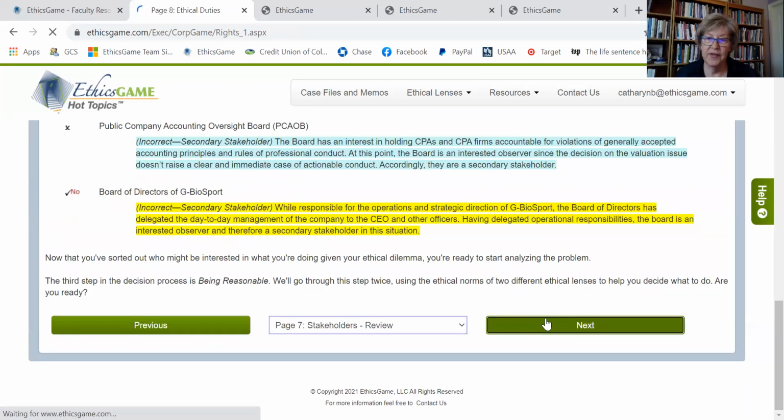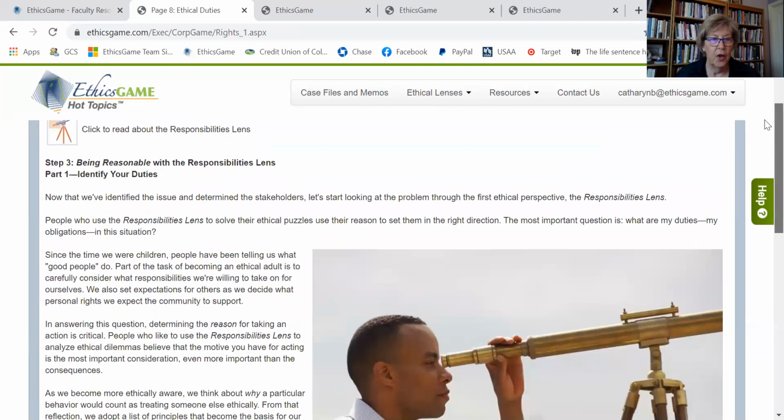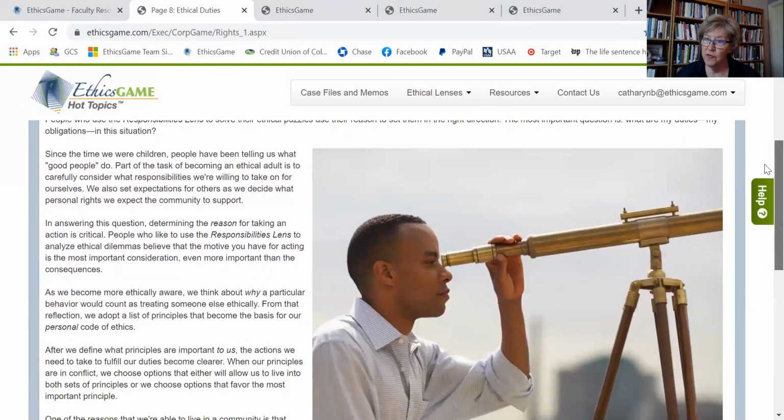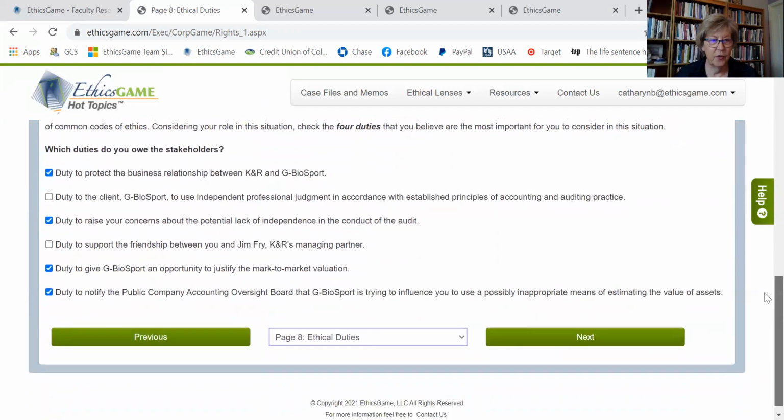From there, we now move into answering the dilemma. We have the responsibilities lens, and if you click on this icon right here, you will get the information that is up in the ethical lenses box here. So you'll have a way of refreshing your memory or learning for the first time what that lens is. We begin to move down, again, some information about the lens, and we have now the criteria for this lens. The responsibilities lens is all about duties. What are our responsibilities to each other? And again, you answer them, and you get your next page.